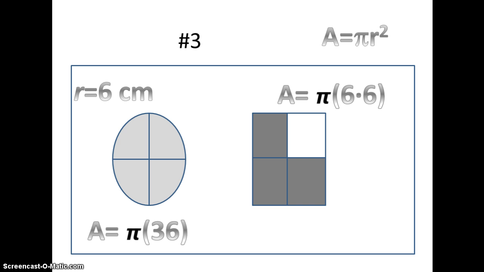Now I'm going to give you a moment. We might need to pause the video and let you multiply 36 times 3.14. You can pause the video now if you need to. I'm going to keep going in 5, 4, 3, 2, 1. Here we go. The area of a circle with a radius of 6 centimeters would be 113.1 square centimeters.